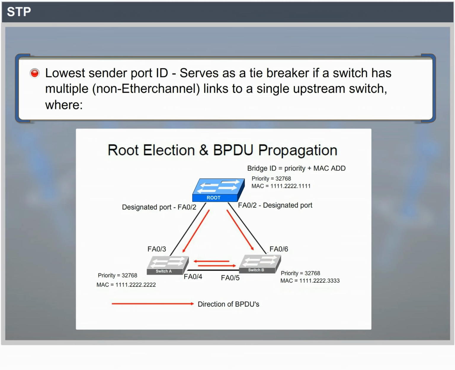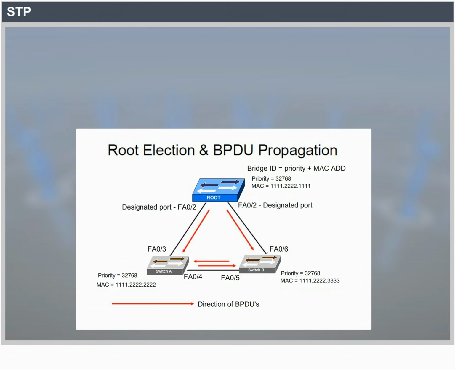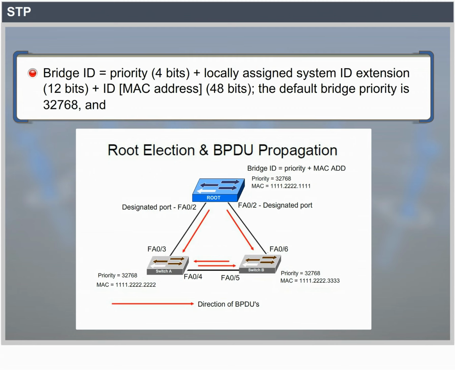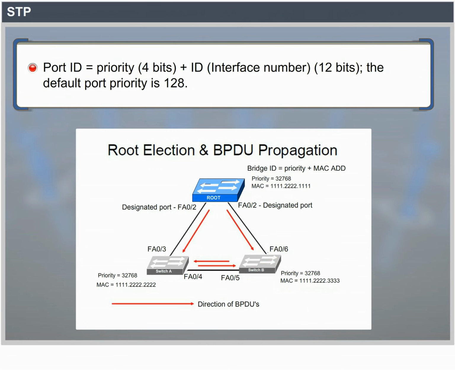Bridge ID equals priority 4 bits plus locally assigned system ID extension 12 bits plus ID MAC address 48 bits. The default bridge priority is 32768, and port ID equals priority 4 bits plus ID interface number 12 bits. The default port priority is 128.